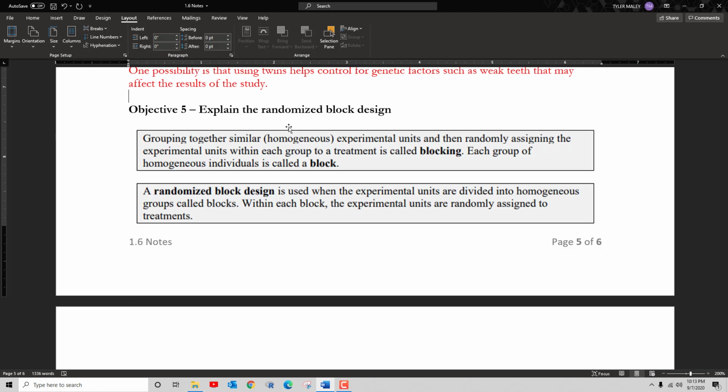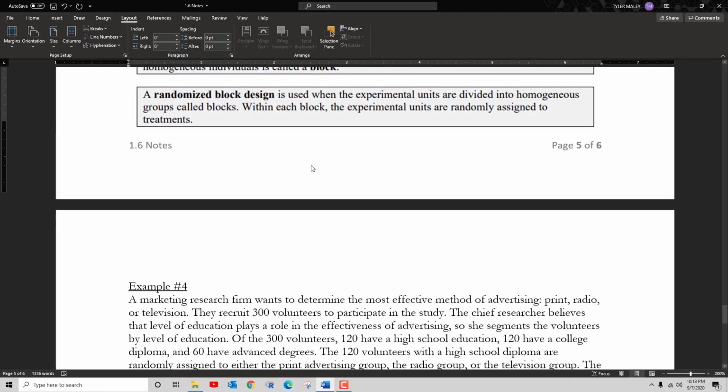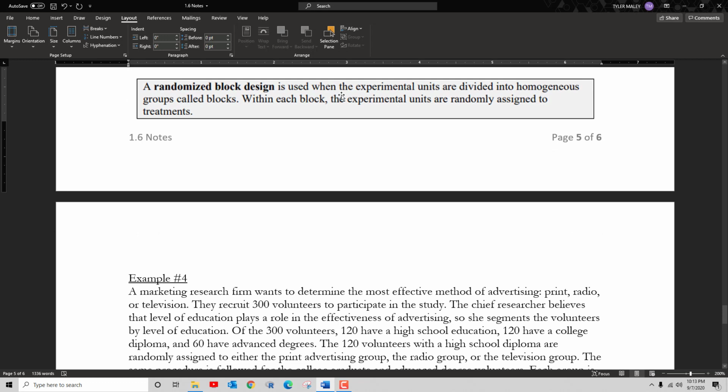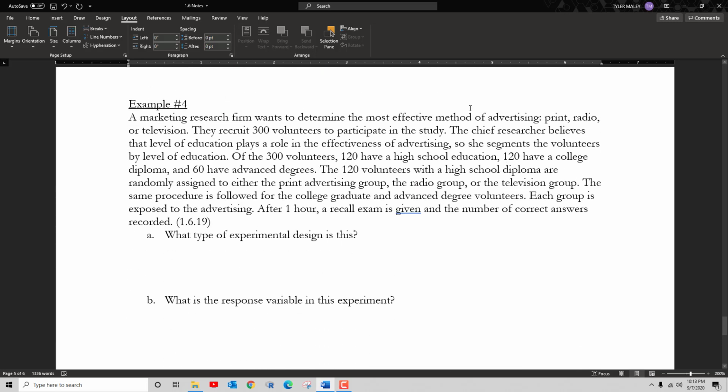And this assures that we don't get some people with the same traits, we don't get them all in one experimental group, right? So we want to come up with these blocks. So randomized block design is used when the experimental units are divided into homogeneous groups called blocks. Within each block, the experimental units are randomly assigned to treatments. Right? So I'll give you an example of this.